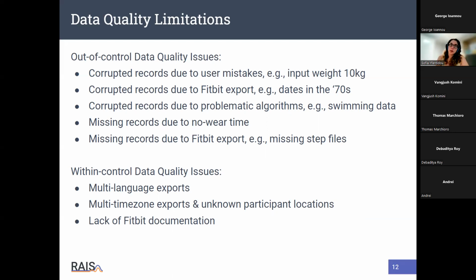Then we had also corrupted records, but due to Fitbit export problems. For example, we had Fitbit exported dates that were in the 70s. So again, you cannot do anything about that because this has something to do with the Fitbit database. We also had corrupted records due to problematic algorithms of Fitbit.